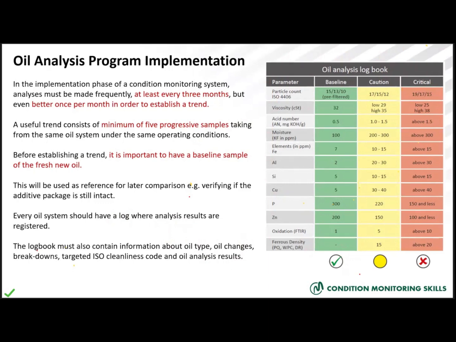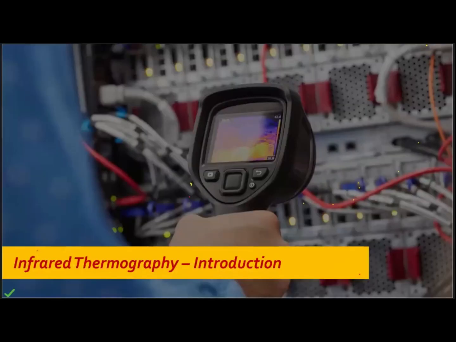Okay, so this is the oil analysis technique. This was the second most important technique in condition monitoring. Now we are going to talk about the infrared thermography technique.